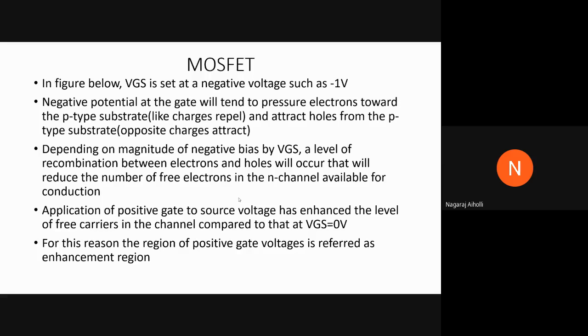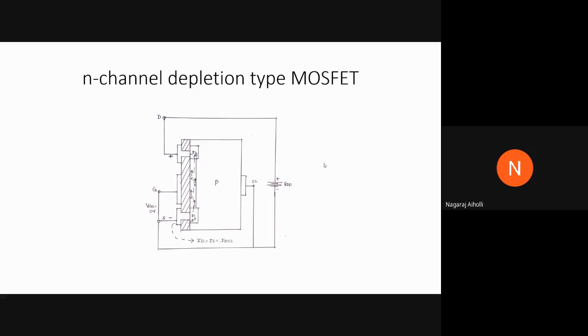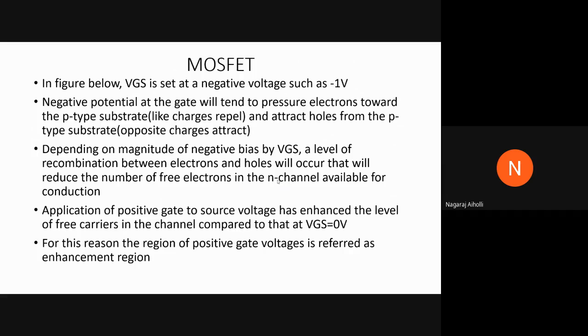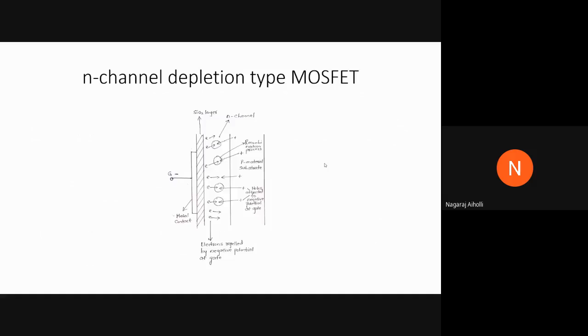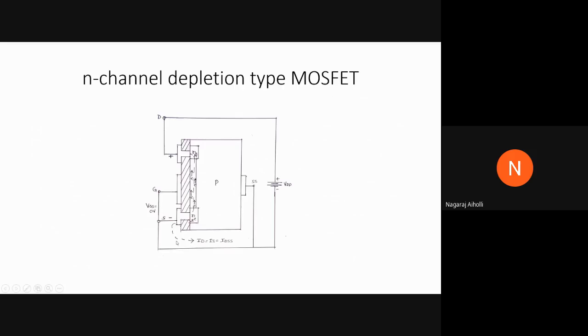Now, that was when we apply VGS equal to 0 volts. Next, when we apply VGS negative, the gate to source voltage is negative. Then the electrons in the N layer are repelled by the negative gate voltage. The negative gate voltage repels the electrons in the N channel and it attracts the holes from the P-type substrate.